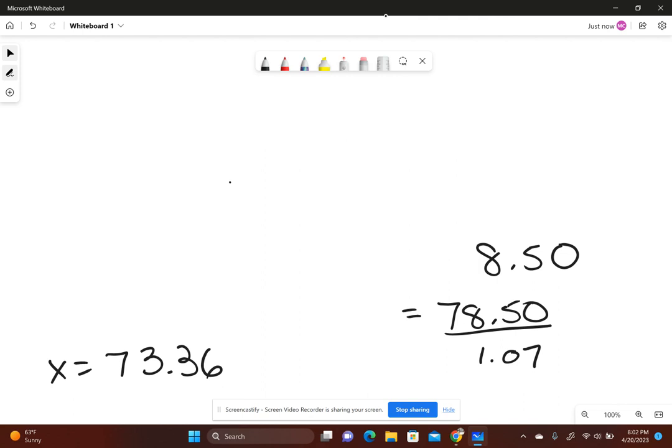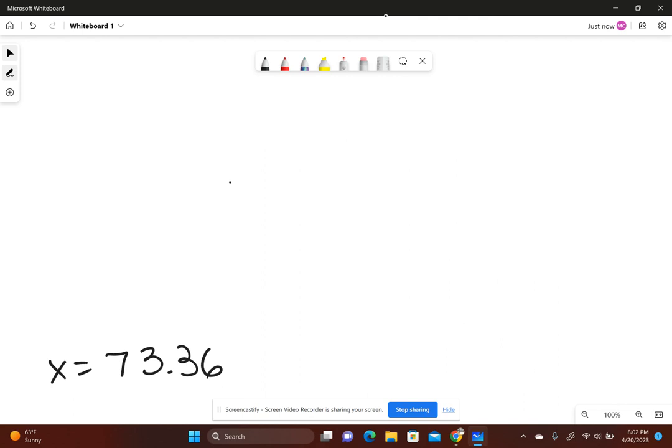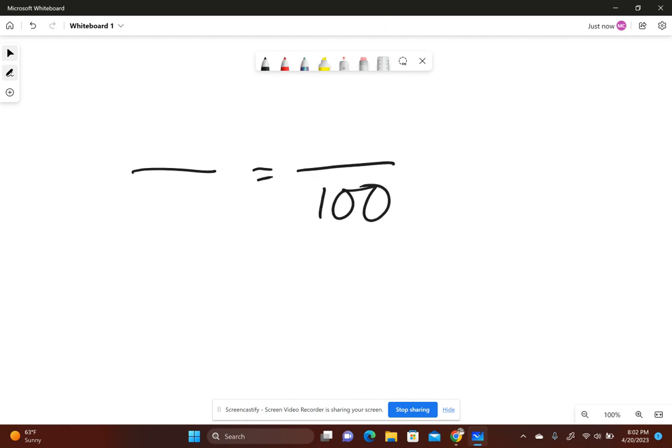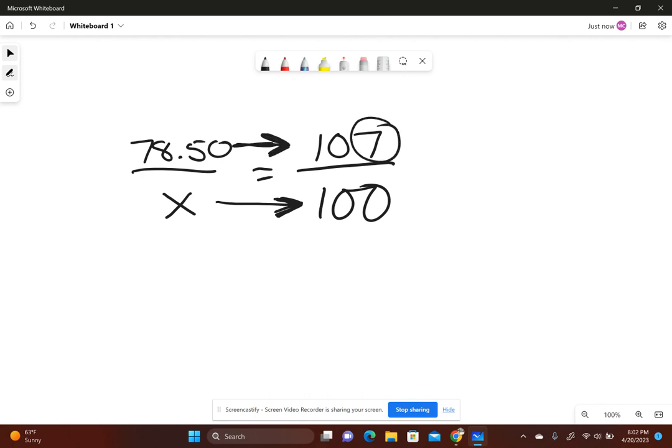Now, other ways you could have done this, for those of you who like a percent proportion, you can say fraction bar equals fraction bar over 100. And in this case, we don't know what the 100% was, but we know the 107 was 78.50. So this is a way where you get the correct answer using the percent proportion, because x represented what the bill said, 100% of what the bill said. 78.50 represents the bill plus the 7% sales tax.